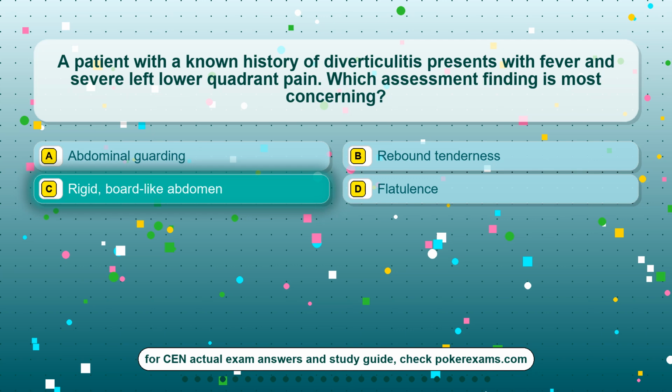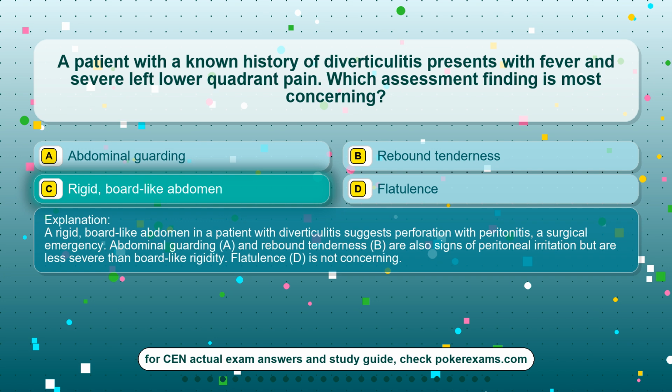The correct answer is option C, rigid, board-like abdomen. A rigid, board-like abdomen in a patient with diverticulitis suggests perforation with peritonitis, a surgical emergency. Abdominal guarding, A, and rebound tenderness, B, are also signs of peritoneal irritation but are less severe than board-like rigidity. Flatulence, D, is not concerning.